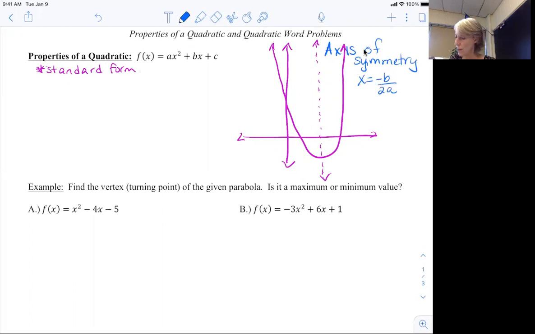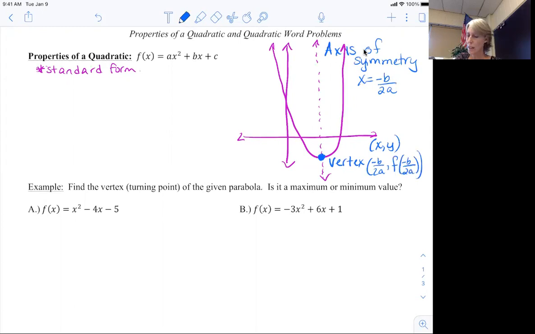And then our parabola always has what we call our vertex or our turning point. And that's going to be a point. That's going to be an ordered pair, x, y. The x value of that point is the axis of symmetry. And the y value of that point is what you get when you plug that x value into your function.